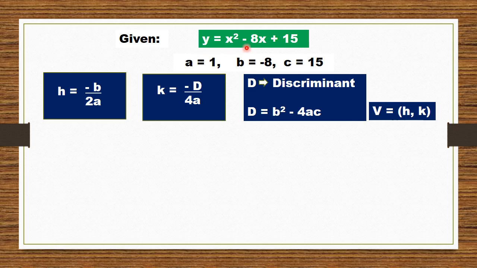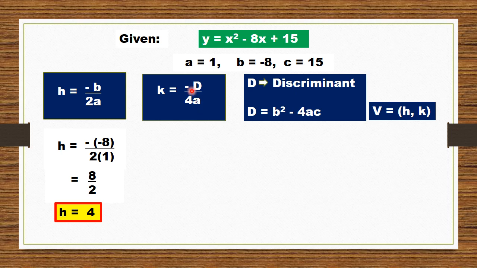Same given equation, and these are the values of a, b, and c. Just plug in these values in these formulas. So h, what is b? Negative 8. a is positive 1. So h equals negative times negative 8 over 2 times 1. So negative times negative 8 is 8. 2 times 1 is 2. So 8 over 2, the value of h equals 4.